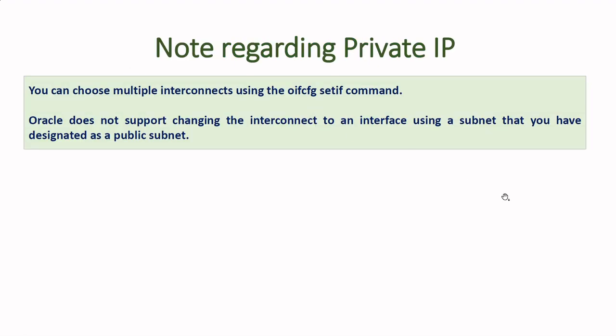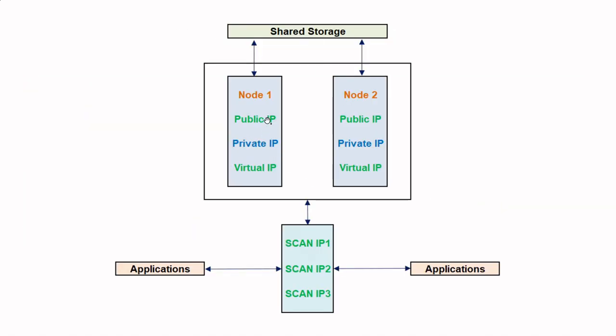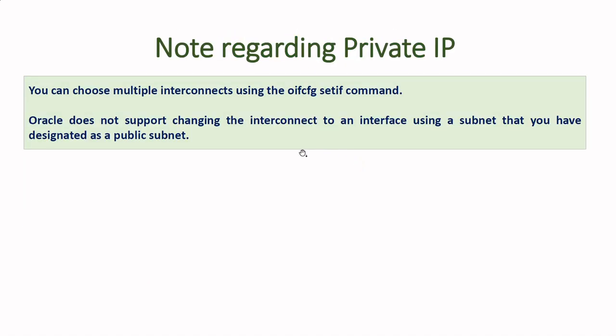That is very important. Now, a note regarding the private IP, this is what I was talking about. You can have multiple private IPs. Here we are talking about only two interfaces, one interface for the public IP, one interface for the private IP. You can have multiple interfaces for the private IP, so you can increase the HA between the multiple interconnects. But what you cannot do is put the private IP in the same subnet as your public subnet. You cannot change your private IP to the subnet which you have configured as a public subnet. Oracle will not allow you to do that.